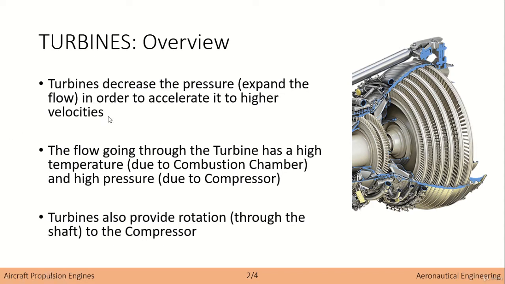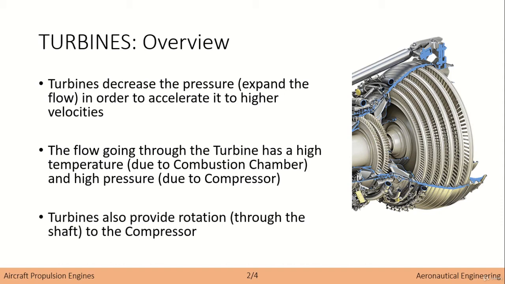So turbines decrease the pressure, okay? So they expand the flow, which means the same as decreasing the pressure, in order to accelerate the flow to higher velocities. So the turbine basically converts pressure to velocity. Using the Bernoulli equation, you can see that the pressure is always related to velocity: high pressure means low velocity, and low pressure means high velocity.